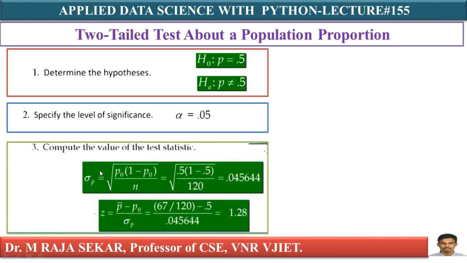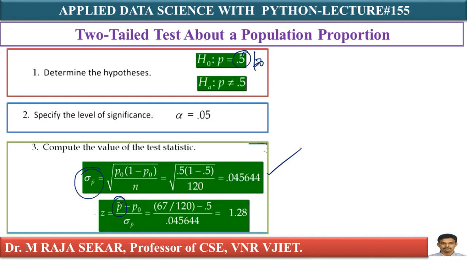As I told you, I already discussed how to calculate sigma p bar. How can I calculate? Square root of p naught into 1 minus p naught by n. What is my p naught? This capital P is my p naught value, the assumed population proportion, 0.5 into 1 minus 0.5 by n, which is 120. This is my sigma p bar, the standard deviation. Z, how can I find? P bar minus p naught by sigma p bar.